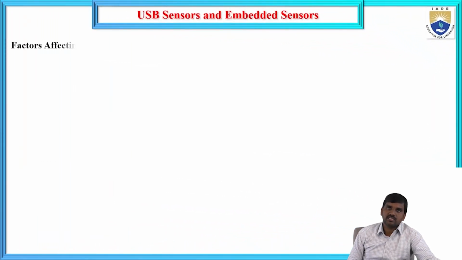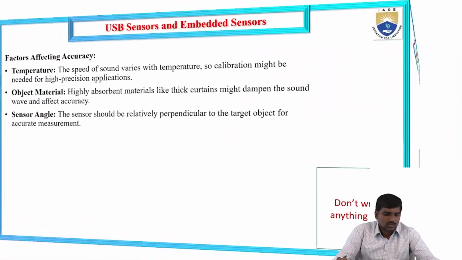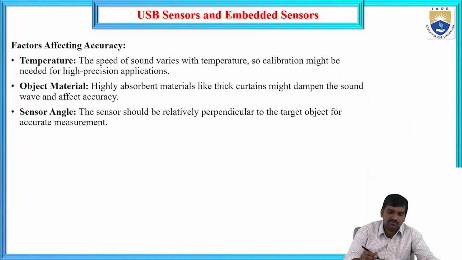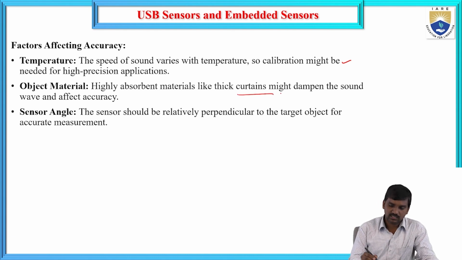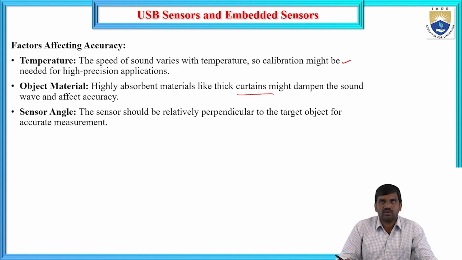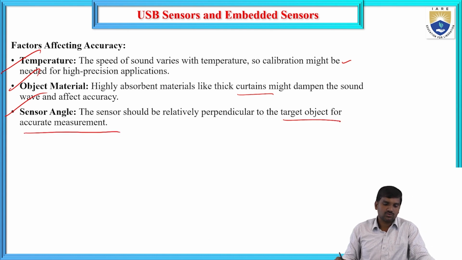So next, temperature, object material, sensor angle also. In terms of temperature, the speed of sound varies with temperature, so calibration might be needed for high precision applications. That is the temperature. And object material: absorbent materials like thick curtains might dampen the sound wave and affect accuracy. And last one, sensor angle. The sensor should be relatively perpendicular to the target object for accurate measurement. So these are the remaining factors affecting the accuracy.